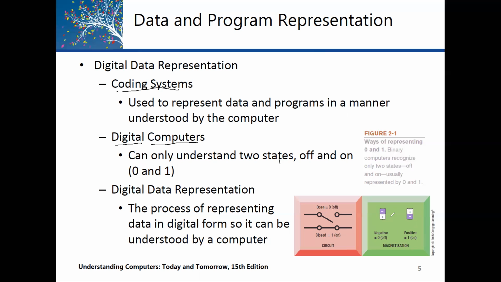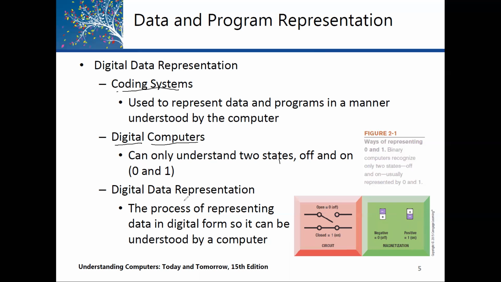So we have two natures of charges. One is the positive and the other one is the negative charge. So we can easily represent 0 as a negative charge and 1 as a positive charge, so that the computer can understand what we mean by that, right?